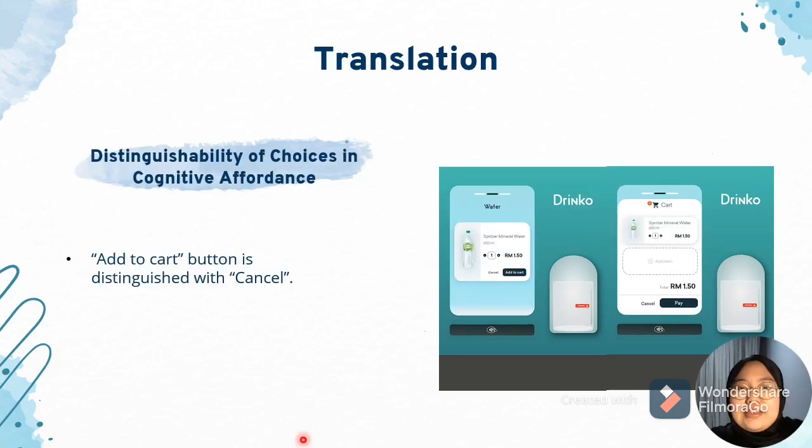The design guideline that is applied is the distinguishability of choices in cognitive affordance. So as you can see, the add to cart button is distinguished with the cancel button. The reason the cancel button is designed to be less visible compared to the add to cart button, it is to encourage users to add to cart rather than cancelling, as this will increase the profit of the vending machine's owner. Same goes to the pay and the cancel button.